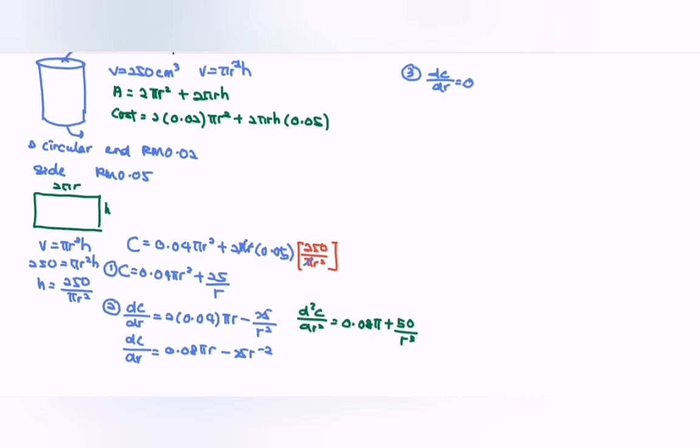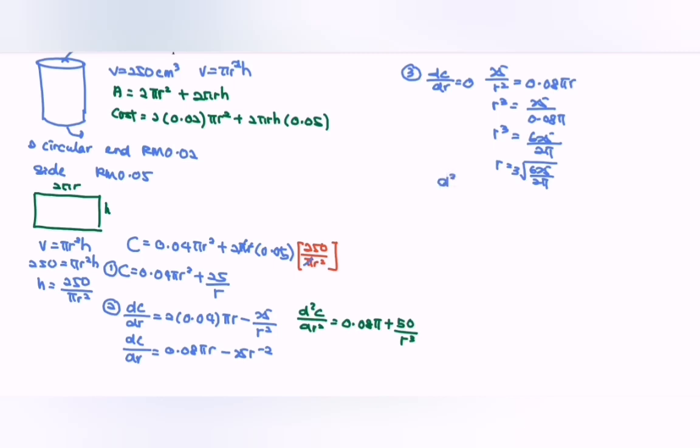So step number 3. Find the critical number where we have dC/dr is equals to 0. Try to imagine the situation. We have 25 over r squared equals to 0.08 pi r. Rewrite the situation here. So r cubed is equals to 25 over 0.08 pi. Then we have r cubed which is equals to 25 divided by 0.08, so we have 625 over 2 pi. So r is equals to cube root of 625 over 2 pi. That is the critical number.